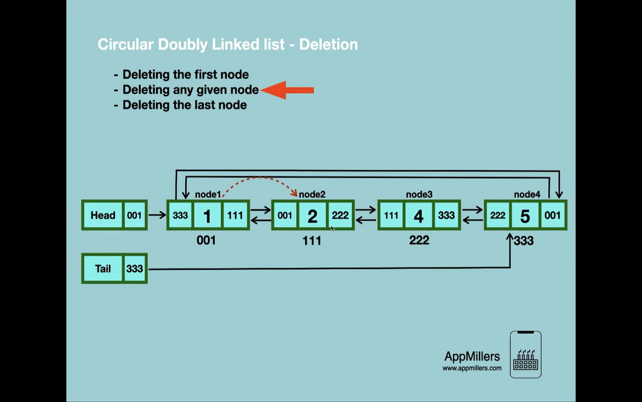So we set the next reference of node 2 to 333. By doing so, a link between node 2 and node 4 is created. So when we update the next reference of node 2 to the physical location of node 4, the link between node 2 and node 3 gets destroyed.